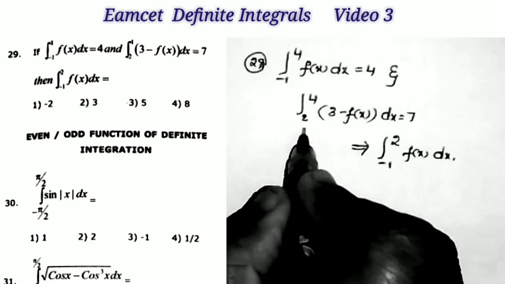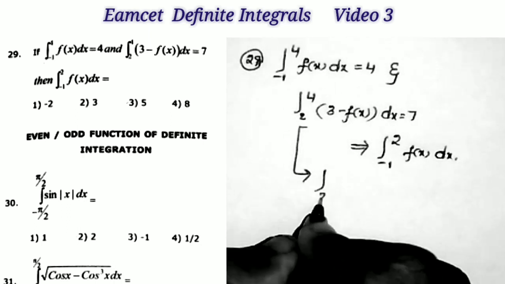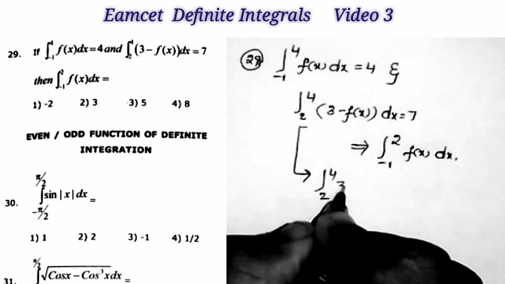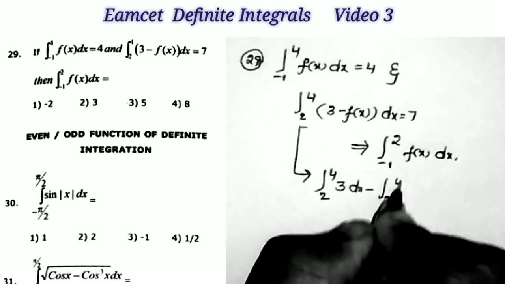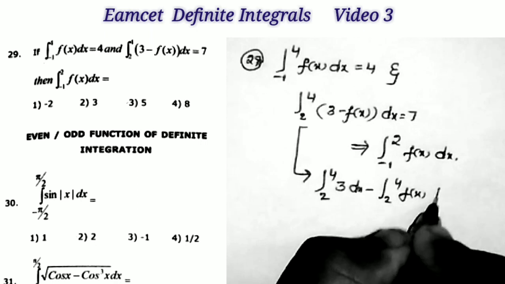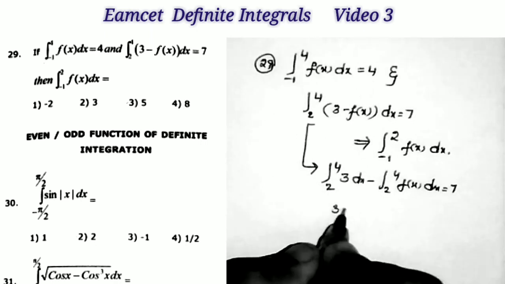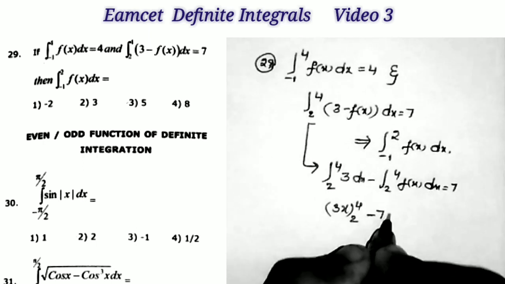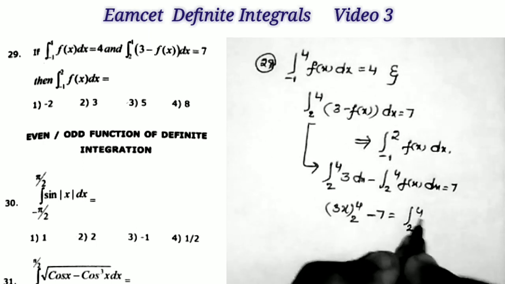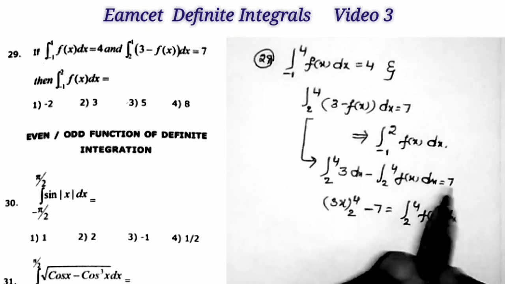For that, first I take the second condition. Now separating the integration here: integral 2 to 4 of 3 dx minus integral 2 to 4 of f(x) dx is equal to 7. Now what is the integration of this part? 3x, where the limits are 2 to 4, minus 7 is equal to integral 2 to 4 of f(x) dx. That is, I am finding this value from this equation.